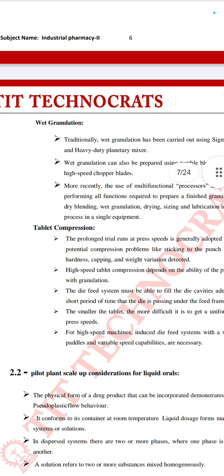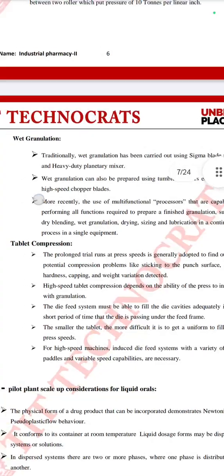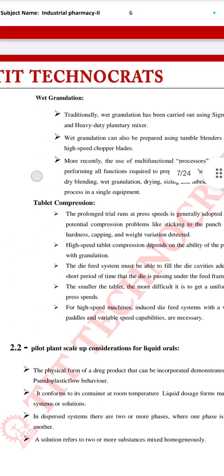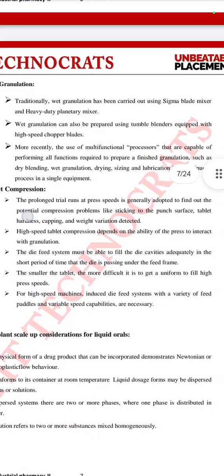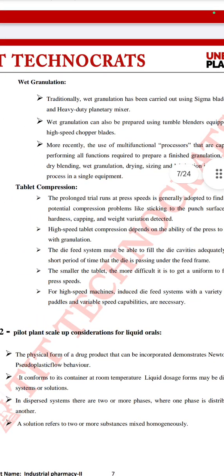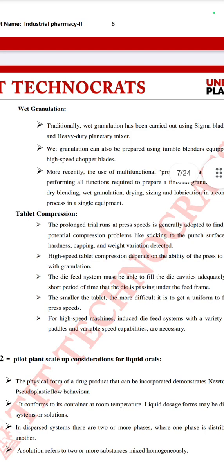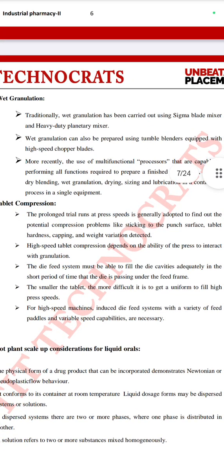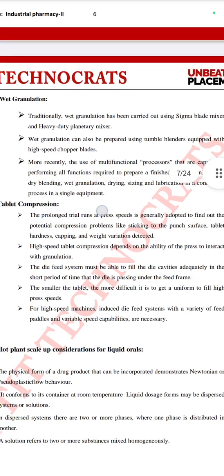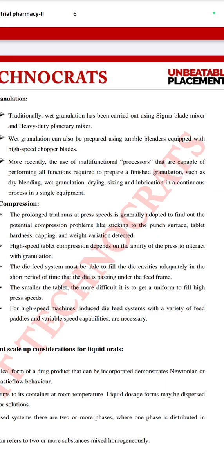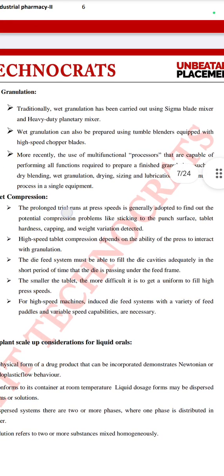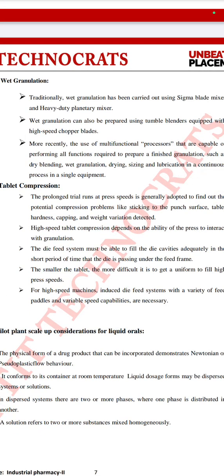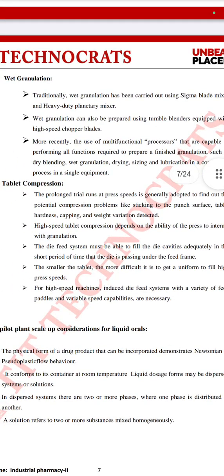Second is wet granulation. Wet granulation is also a process in tablet manufacturing. Traditionally, wet granulation has been carried out using the sigma blade mixer. In traditional times, for the granulation, personnel used to blend the mixture in a sigma blade mixer and heavy duty planetary mixer. So wet granulation can also be prepared using the tumble blender with high speed chopper blades.